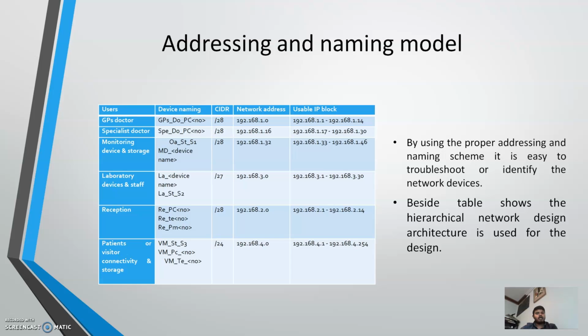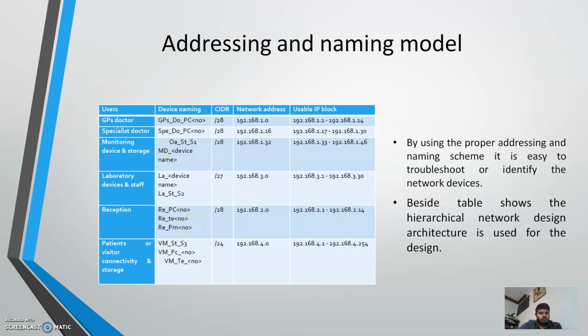Coming to the addressing and naming model, by using a proper addressing and naming scheme, it is easy to troubleshoot or identify the network devices. These are the users: GP doctors, specialist doctors, monitoring devices and storage, laboratory devices and staff, reception, and patients or visitors. And these are the device names.